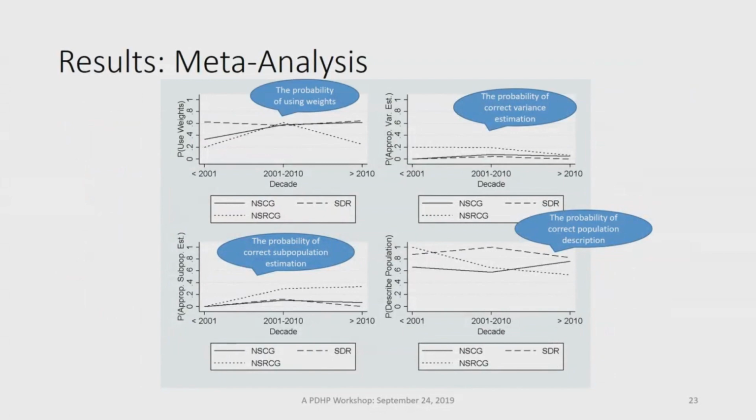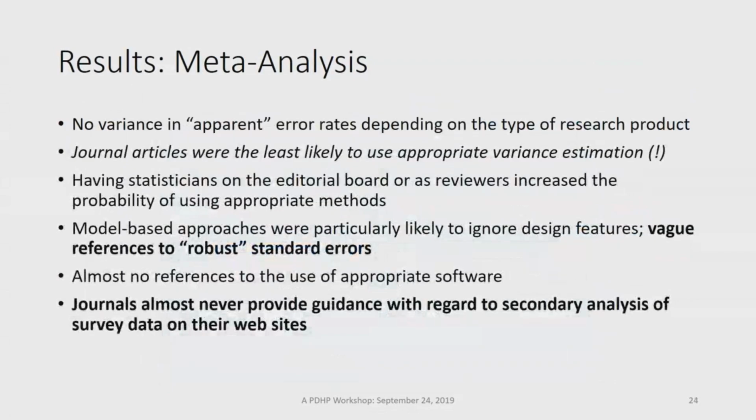So the question then becomes, what should be done to battle this? Whether it's journal guidelines or minimum standards or better data documentation for these different surveys that are publicly available. There are a lot of potential paths or ways that this could go. So this just kind of summarizes.